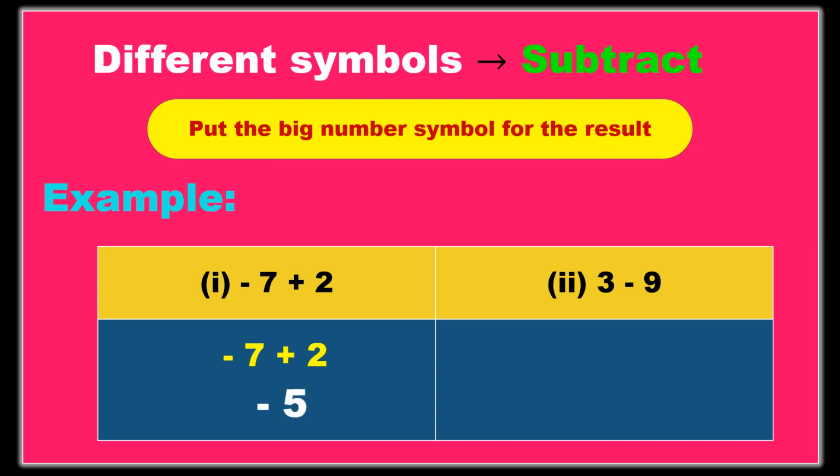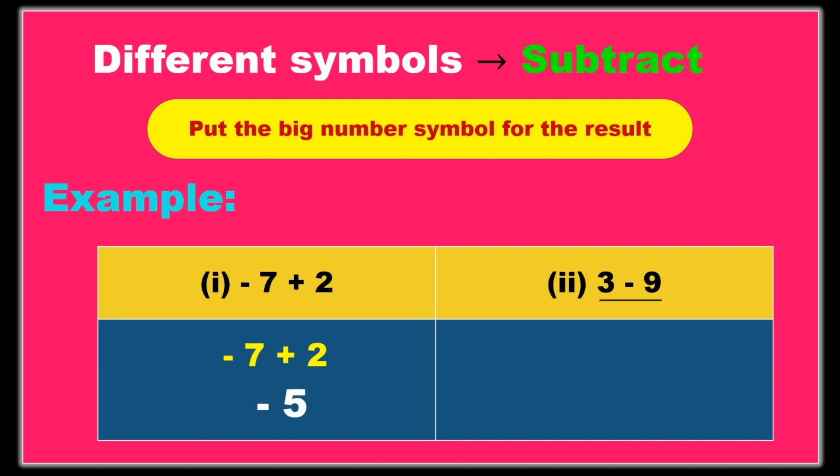Simple. Don't confuse here. First, whenever there are different symbols, do the subtraction. So 7 minus 2, I got 5. I finished with this. Now the symbol should be given whatever the big number symbol is having, right? So the big number is 7. It is having minus symbol. So give minus to the answer. Clear? So let us go to this example.